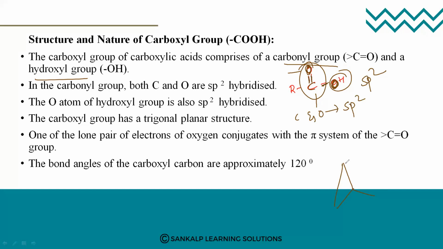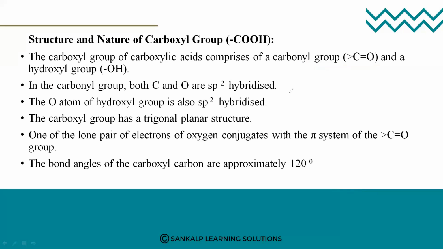So it has a triangular planar structure. Then one of the lone pairs of electrons of oxygen gets conjugated with the pi system of the carbonyl group. Because of this lone pair, it can form a conjugated system like this. I'll show you. So R, C double bond O, OH.